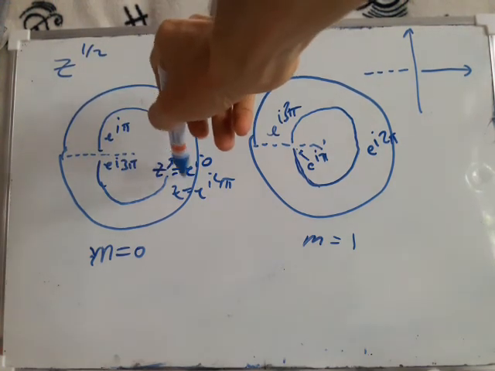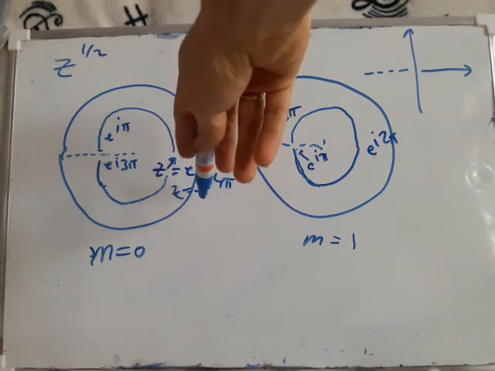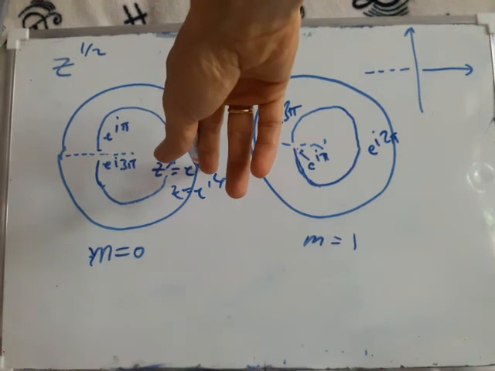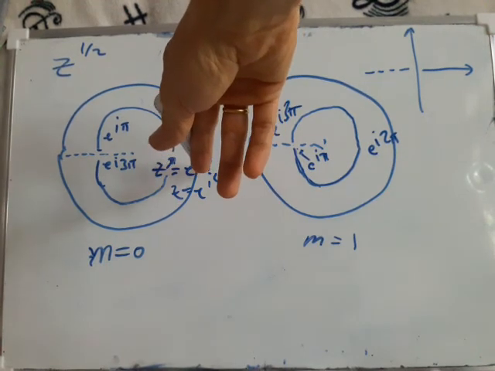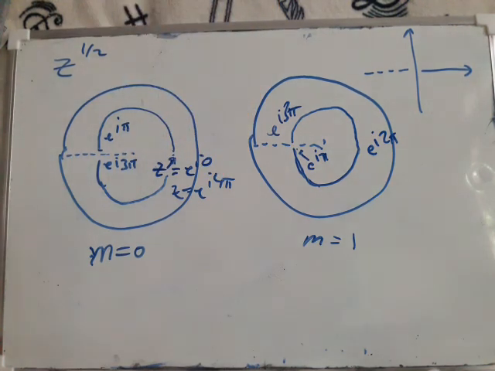Now when I'm back to here, I've got z equals e to the i 4 pi. If I take the square root of that, I get e to the i 2 pi, which is the same as e to the i 0. So there's no discontinuity. I've done everything completely smoothly. So I've got rid of any discontinuity by using 2 sheets which are connected in a clever way.